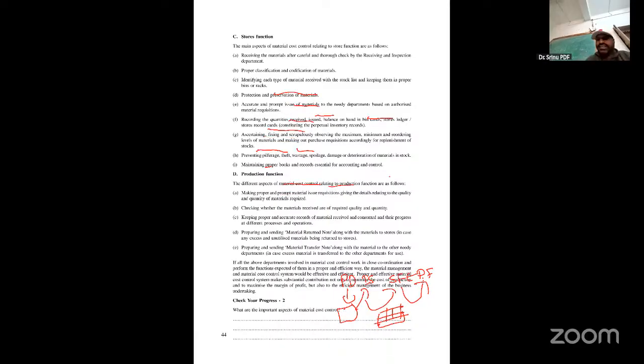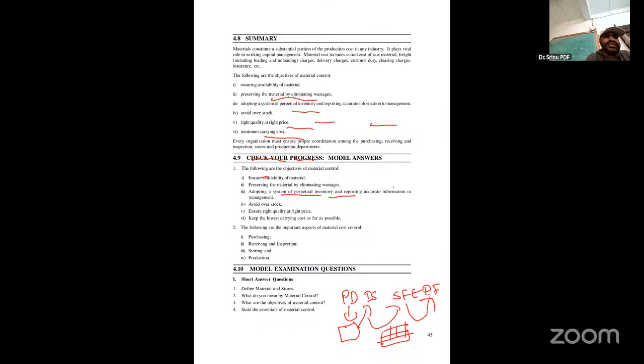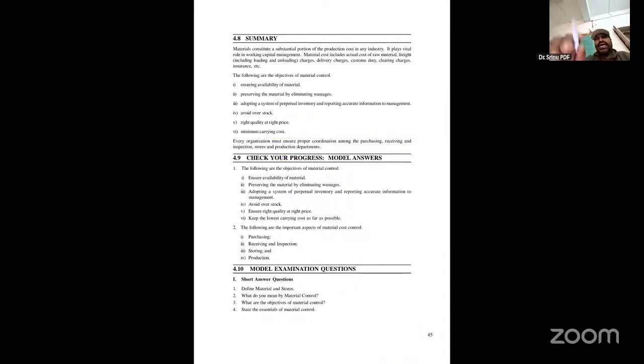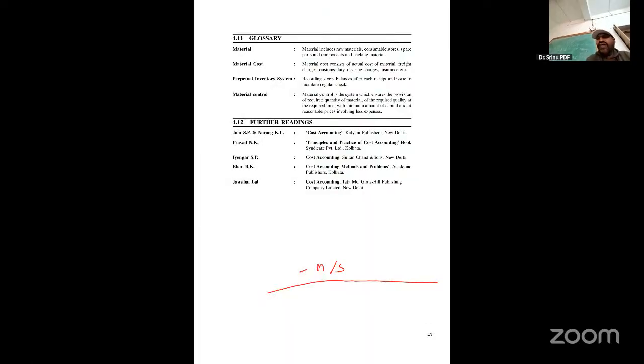Okay, next. So this is the story about the material. Here you have to carefully refer to what the material is, what the meaning of material is, and what the stores department is. You have to concentrate on these. So the next chapter is, after material, the problem will start.